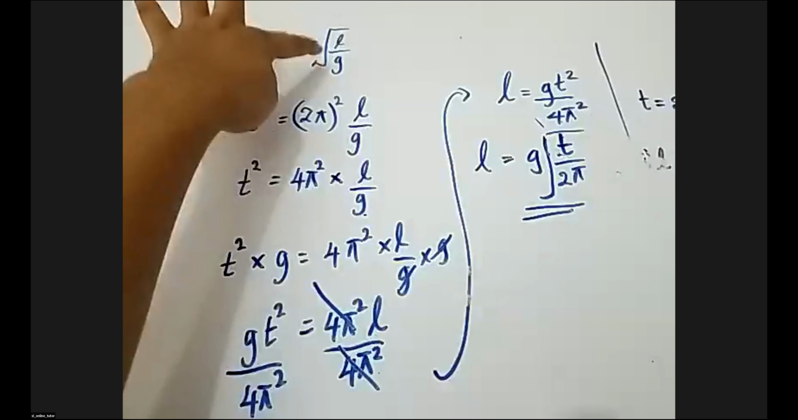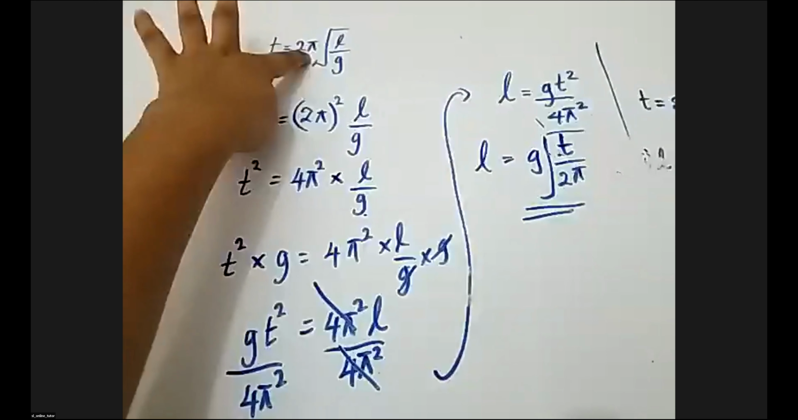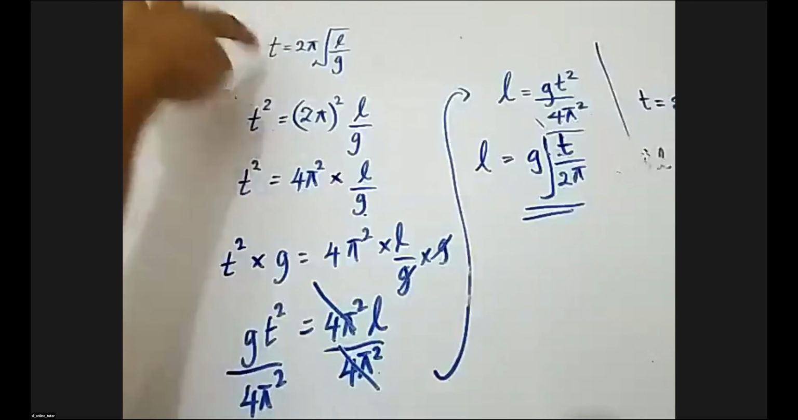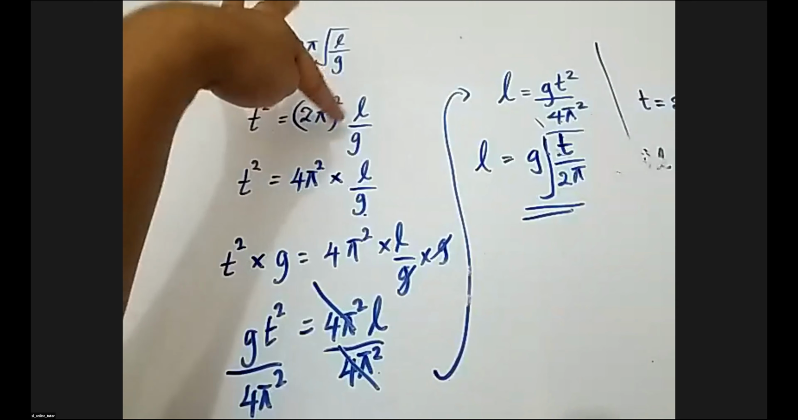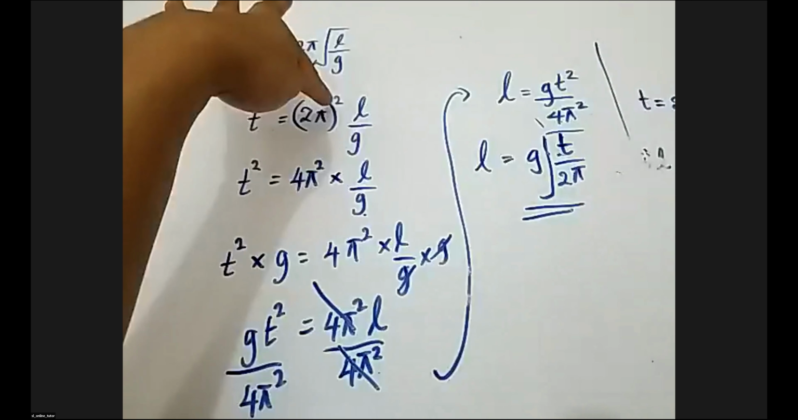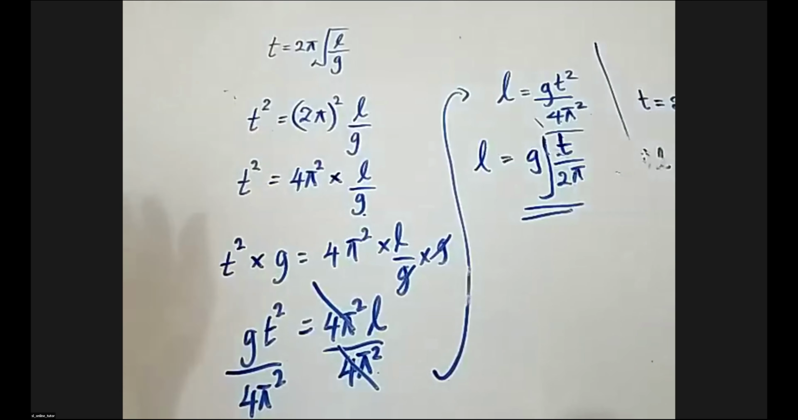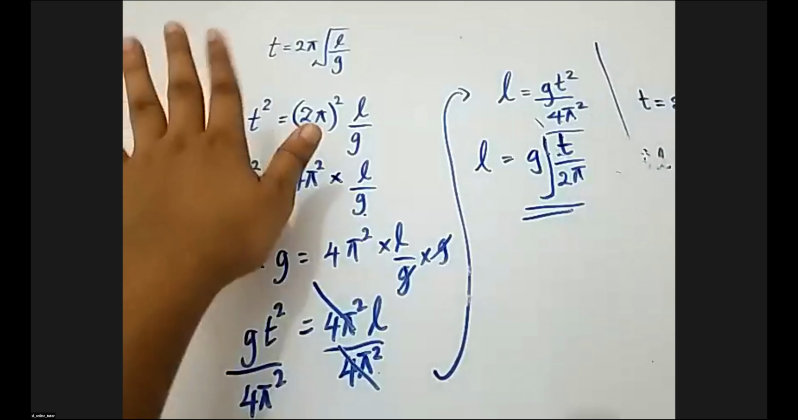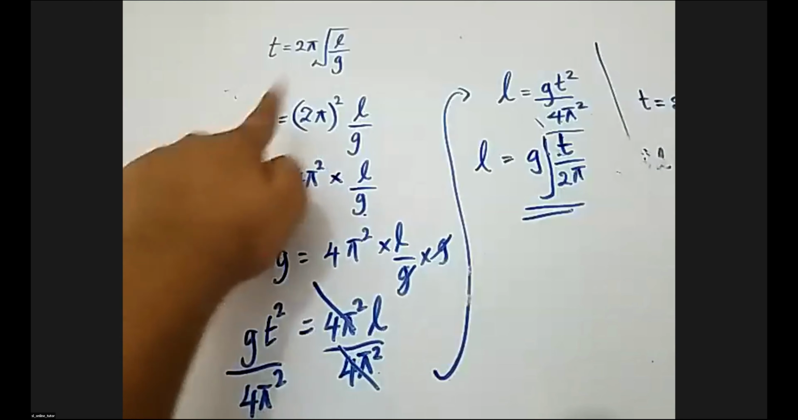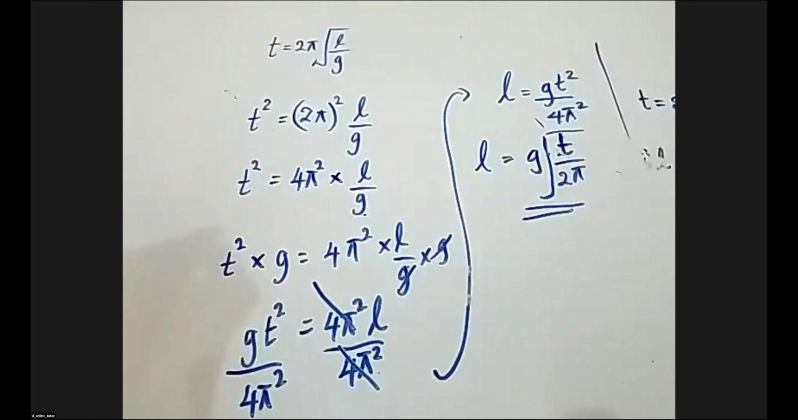If you want to remove the square root, you have to square the remaining terms. T squared and 2 squared and pi squared. That means 2 pi, both you have to square. Okay. Then L over G, the square root is not there anymore. Why? We squared these two. Is that clear? The ones who asked me to explain again, is that clear?